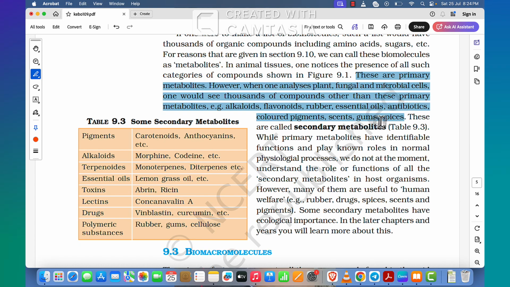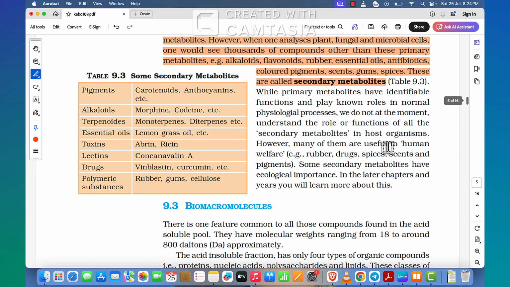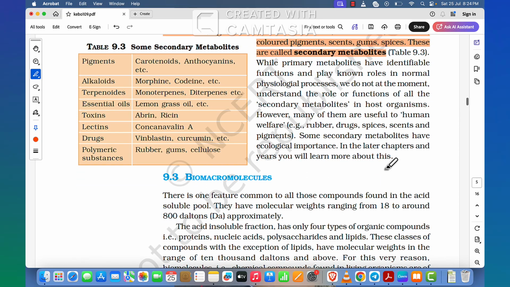This portion is important. While primary metabolites have identifiable functions and play known roles in animal physiological processes, we do not at the moment understand the role or function of all the secondary metabolites in host organisms.